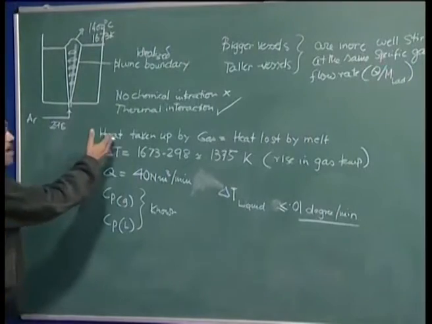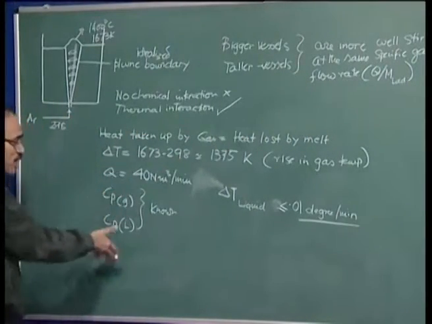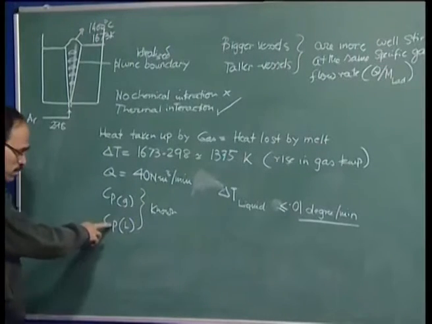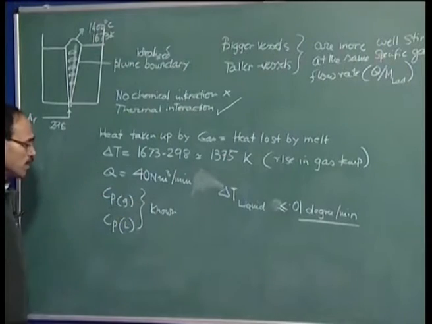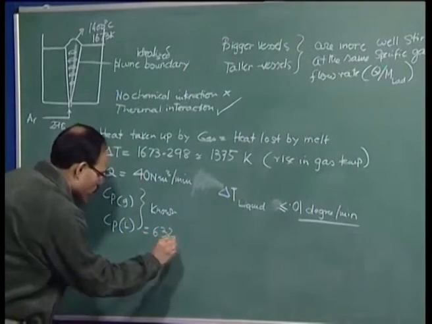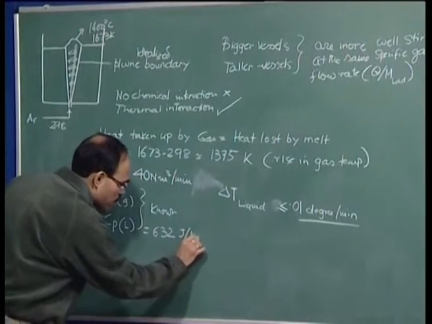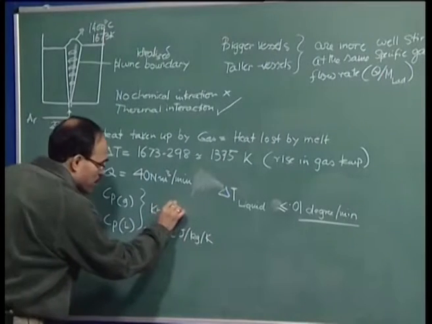Simple calculation m Cp dT, I can do and write down the balance equation using the data. The gas specific heat can be obtained. The liquid specific heat also is known to us, which is about, I think, 632 joules per kg per Kelvin. This is a value of, I think, 0.5, if I remember correctly.